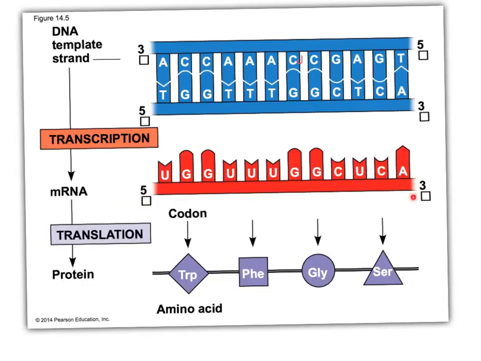Okay? Single-stranded RNA. And now we're going to read that in 3 base pair chunks for translation. And you're going to get your tryptophan, your phenylalanine, glycine, serine in 3 base pair chunks. Okay? That's the triplet code. That's the basic overview of transcription and translation.